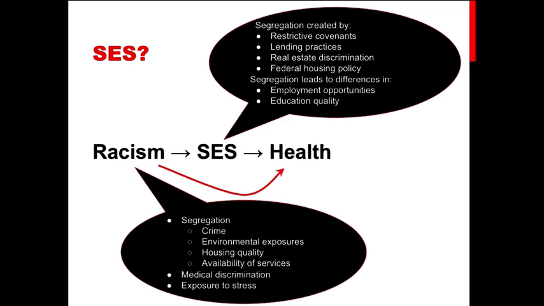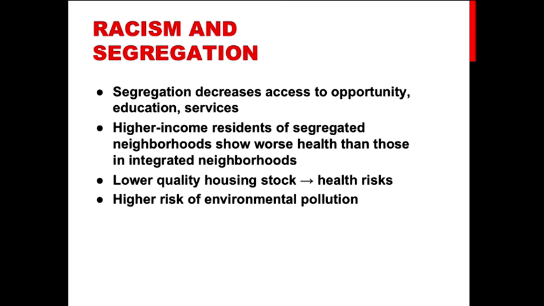Other aspects that Williams mentions that racism might cause to influence health and create health disparities are discrimination by healthcare providers and a greater exposure to stress. Again, segregation decreases access to opportunity, education, and services. Higher income residents of segregated neighborhoods show worse health than those in integrated neighborhoods. So even if you have a higher income, a higher socioeconomic status, if you're in a segregated neighborhood, you are more likely to have poorer health than if you live in an integrated neighborhood.